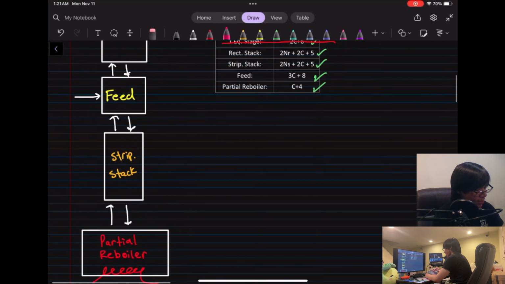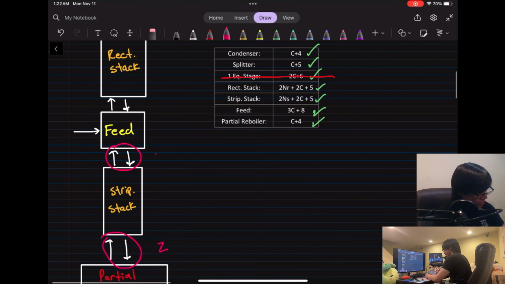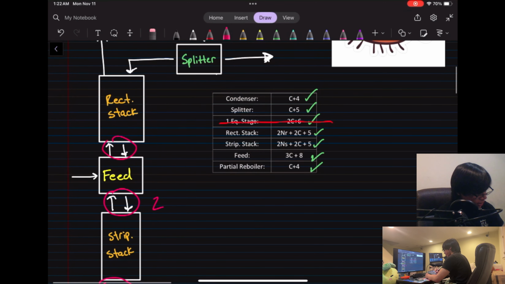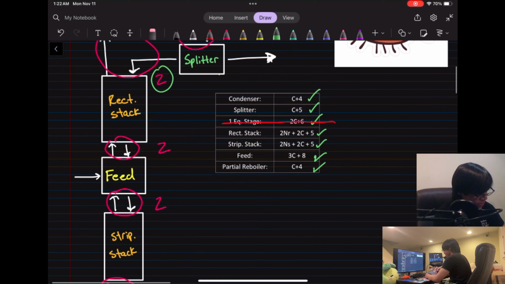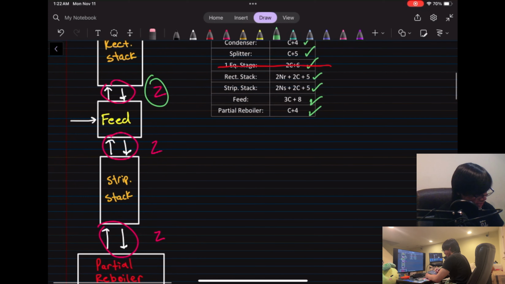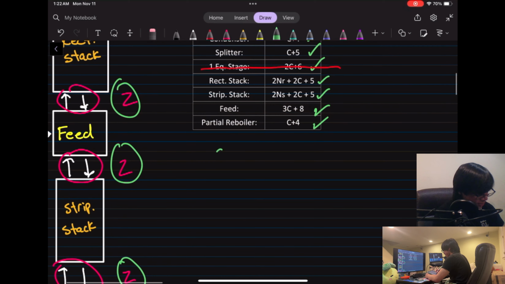So what do we have? We have 2 here. 2 between feed and stripping, 2 between rectifying and feed, another 2 between condenser, splitter, and rectifying, and then this one with condenser and splitter. So that gives us 1 plus 2 is 3, plus 2 is 5, plus 2 is 7, plus 2 is 9. Okay, so we have 9 double counted streams.